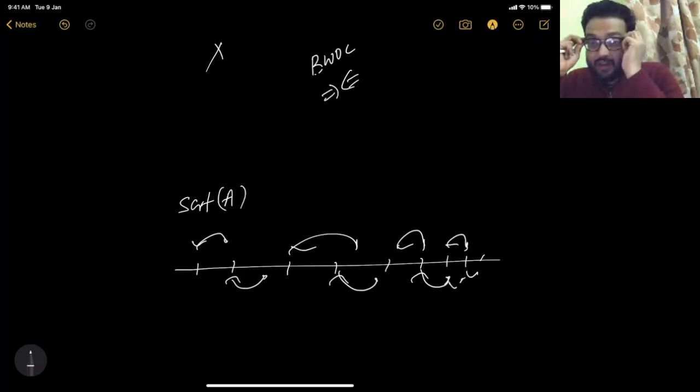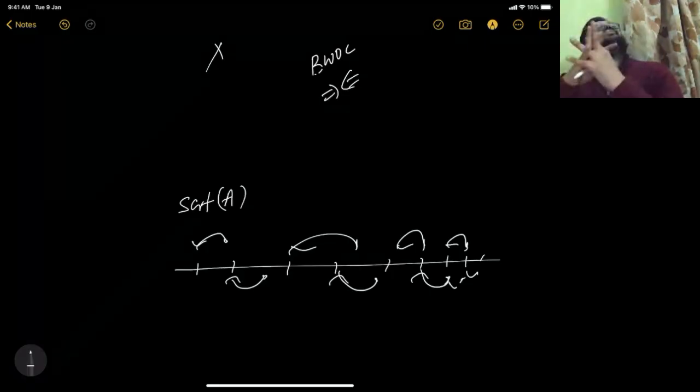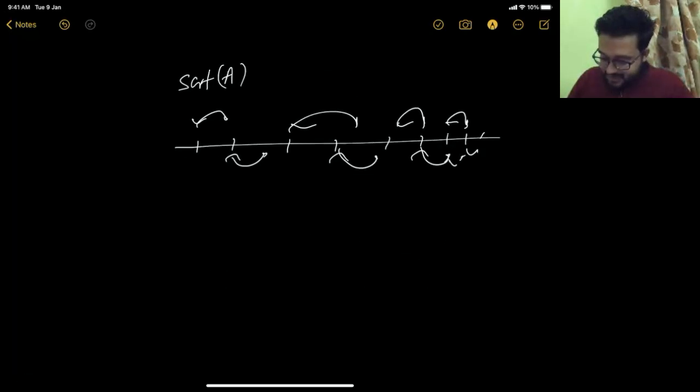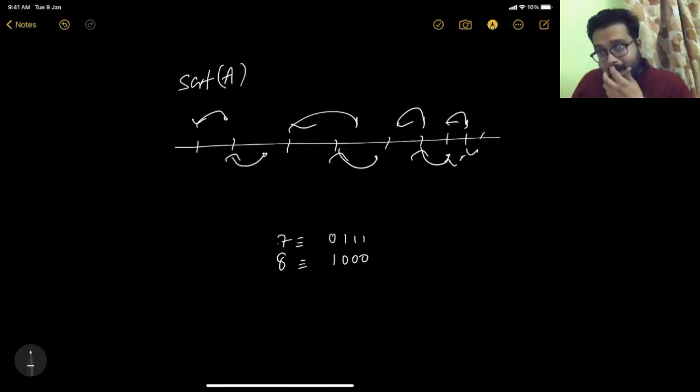XOR of 7 and 8 gives you what? 15. It gives you 15. That's right. And XOR of 7 and 10 gives you what? It will definitely give you 8. It will also give you this number, which is 4. It will also give you this number, which is what? 13. Okay. How is that possible?